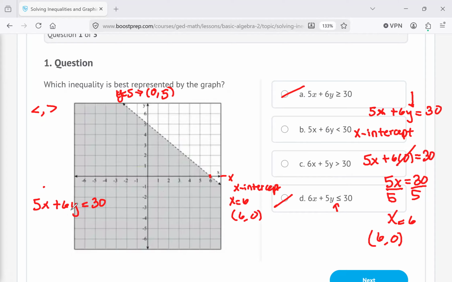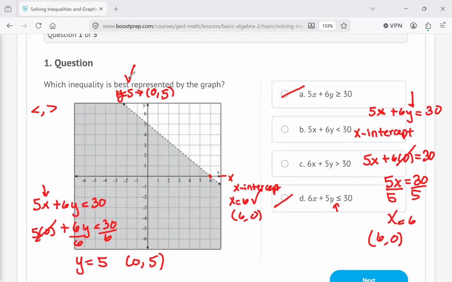And how do you find the y-intercept? You simply set x to 0 and solve for y. So this cancels, so you have 6y equals 30, and then divide this by 6. You get y equals 30 divided by 6 is 5. So it looks like we have a y-intercept of (0, 5). Okay, so we have an x-intercept of 6 and a y-intercept of 5.